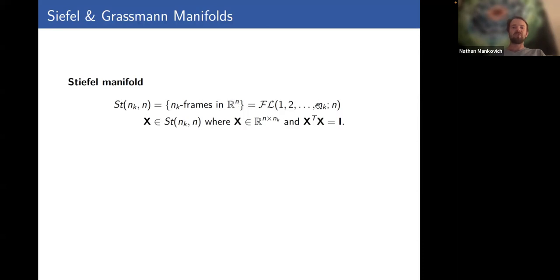And before we think about any of this flag stuff, let's just see how we represent a point. If we take a point in this space, it's represented by a tall matrix with orthogonal columns. And so these are basis vectors for a subspace of dimension n_k. So that's what this is. And you can write this as a quotient of groups as well, but we're going to leave it like this.